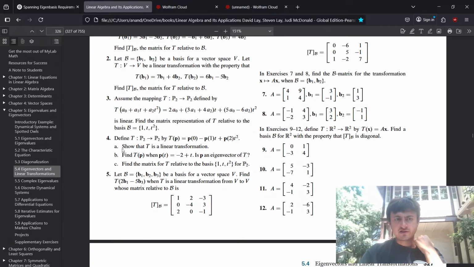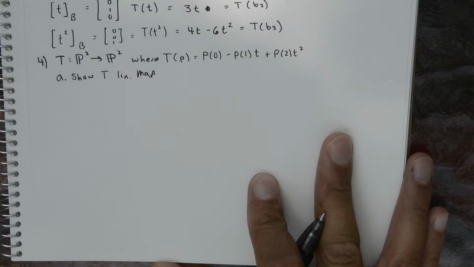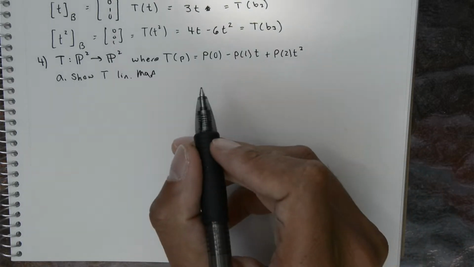Show that T is a linear transformation. So what does this mean? We're going to take an arbitrary element of P2, and then show the action of this. Okay, I know what to do. So let's move this all down. Problem 4, show that T is a linear map.